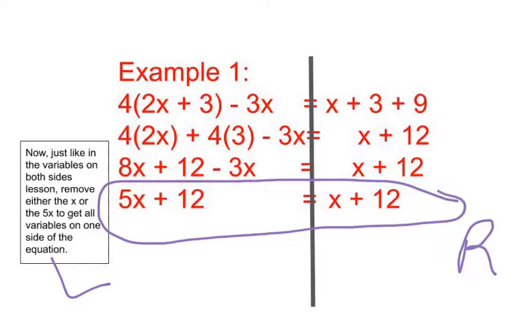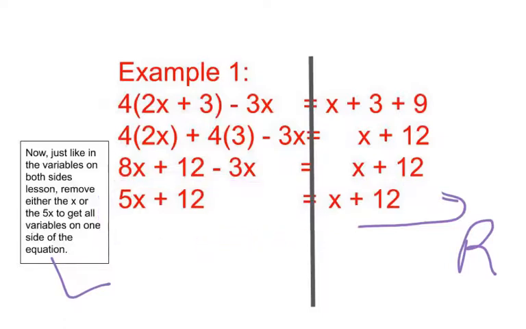So it's okay to bring that down however you wish once it's simplified. Now it says, just like in the variables on both sides lesson, remove either the x or the 5x to get all the variables on the same side. I told you in my lesson with variables on both sides, I always take the variable on the right hand side, which is a plain x, and take it away.